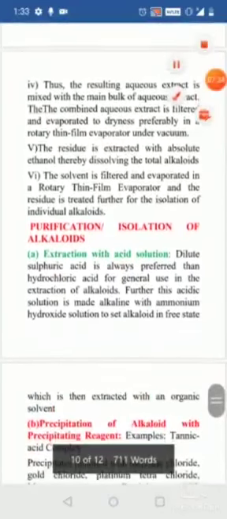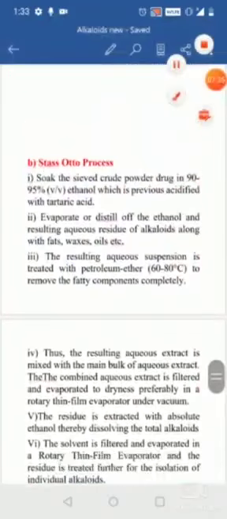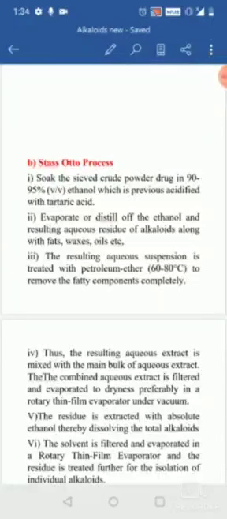So again, I am going to tell you the Stas-Otto method. In this you are going to soak the drug with ethanol, or you can acidify it, depending upon the type of drug you are going to take. Then you are going to treat with petroleum ether.